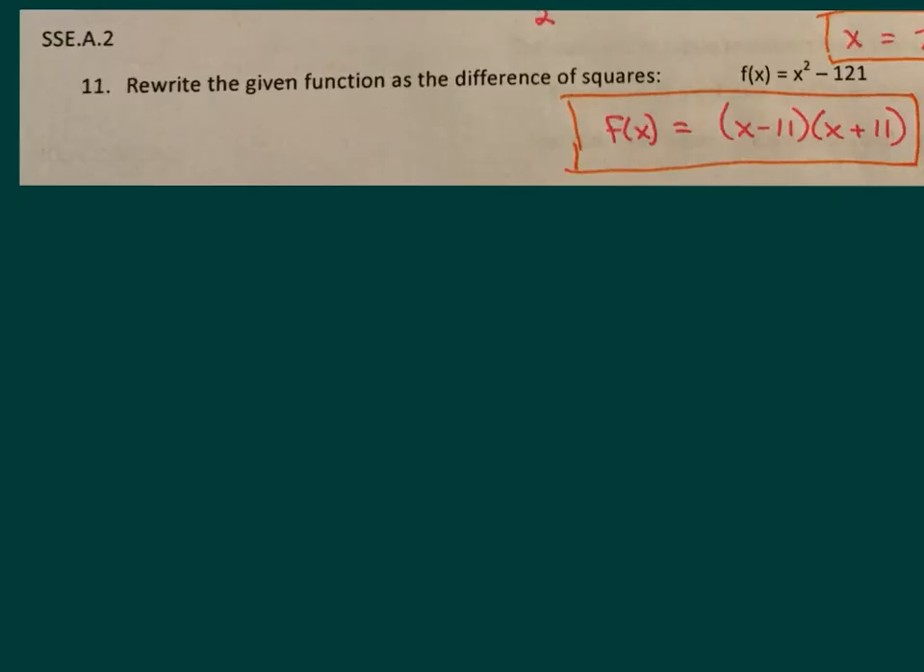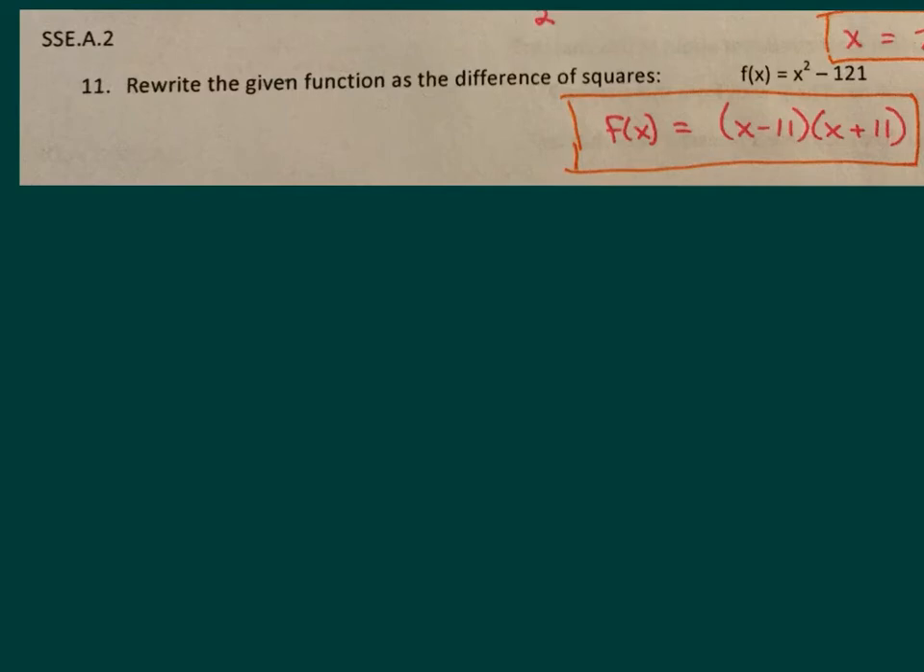Number 11 asked me to rewrite the given function as the difference of squares. So here I have the problem, f of x equals x squared minus 121. Basically, all they're asking me to do is factor it. Difference of squares was one of the tricks that we learned, the shortcuts. It is simply x minus 11, x plus 11.